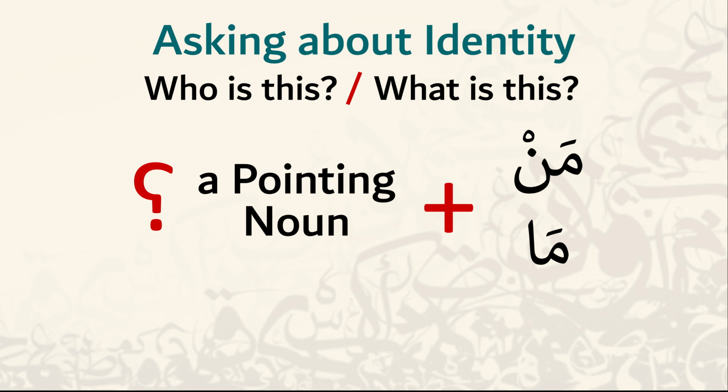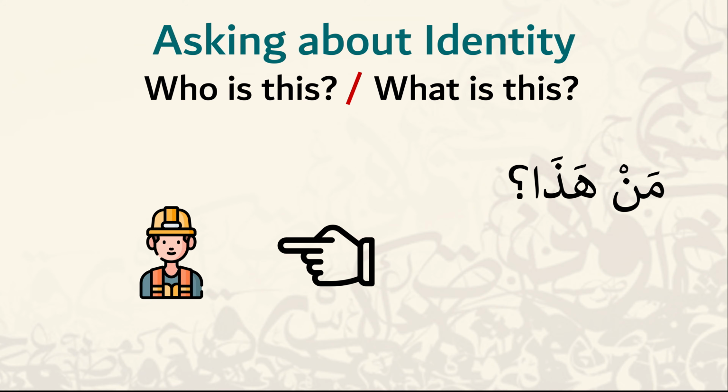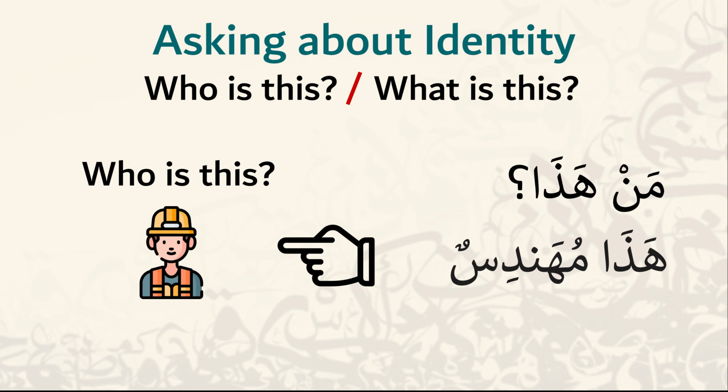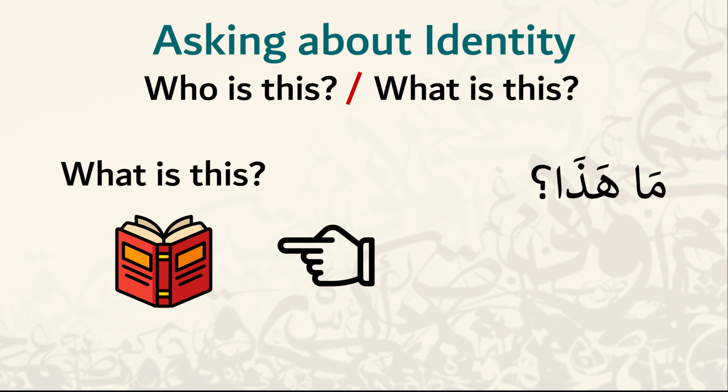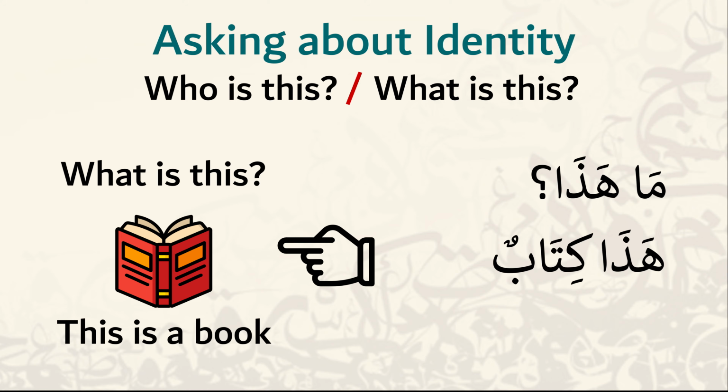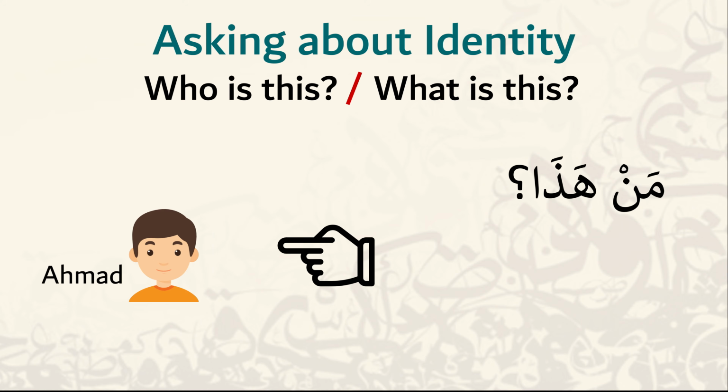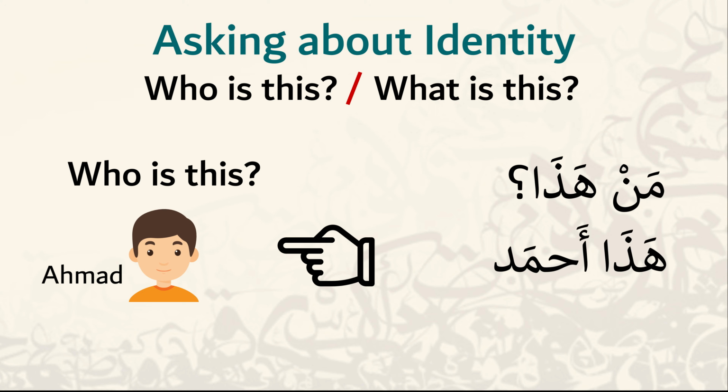What about the verb to be? It's hidden in the present as we know. Let's have some examples. من هذا? Who is this? هذا مهندس. This is an engineer. ما هذا? What is this? هذا كتاب. This is a book. من هذا? Who is this? هذا أحمد. This is Ahmed. We used هذا in the previous examples because we were talking about the singular.